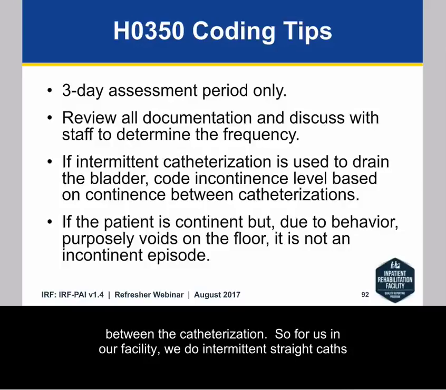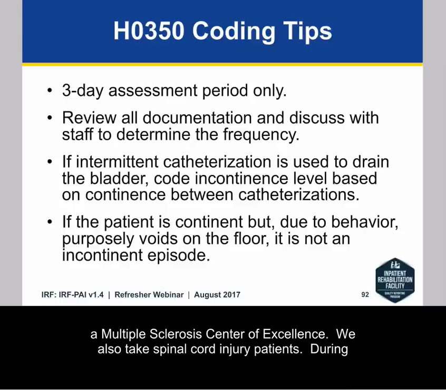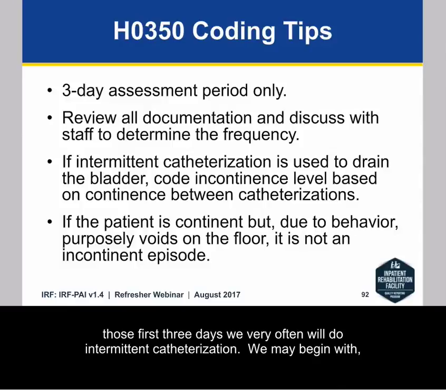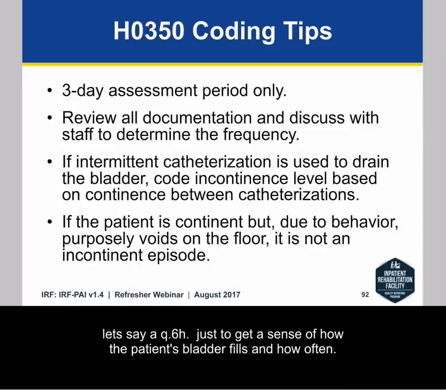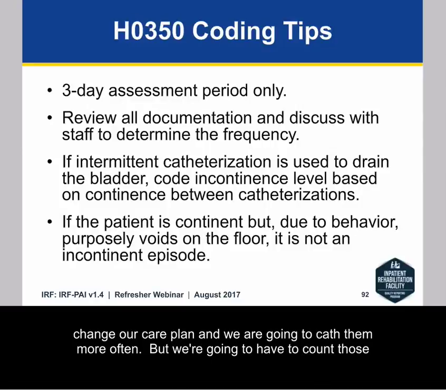So for us in our facility, we do intermittent straight caths pretty often with a lot of our patients. We have a pretty robust stroke program. We have a multiple sclerosis center of excellence, and we also take spinal cord injury patients. So during those first 3 days, we very often will do intermittent catheterization, and we may begin with, let's say, a Q6 hour, just to get a sense of how the patient's bladder fills and how often. And sometimes the patient will be incontinent in between those episodes. We're going to change our care plan, and we're going to cath them more often, but we're going to have to count those incontinent episodes during that 3-day assessment period.